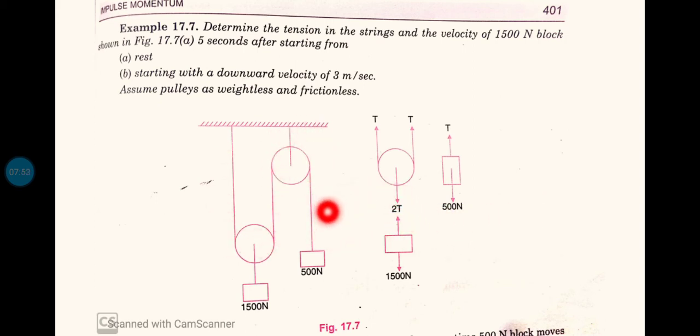So in this case, you can see it is 2 times tension upward. Correspondingly, in this rope tied to the pulley with the weight 1500 Newton, here we will have 2 times the tension, 2T will be there.